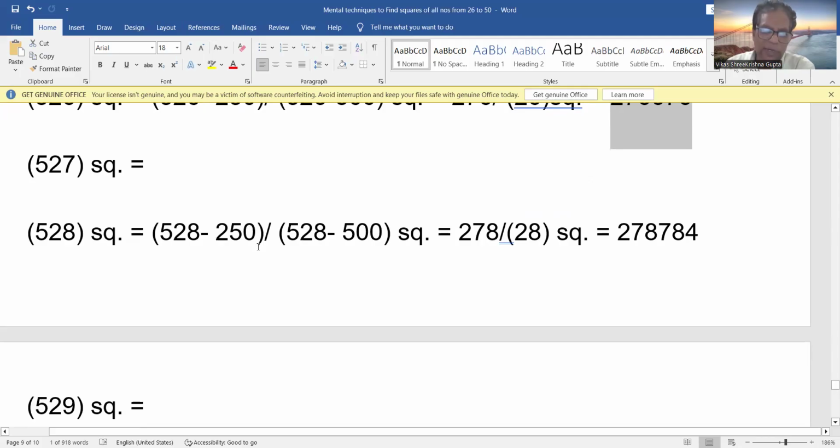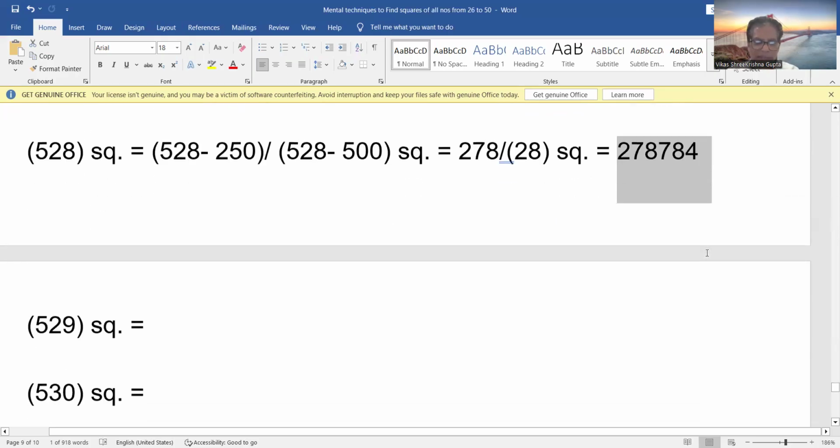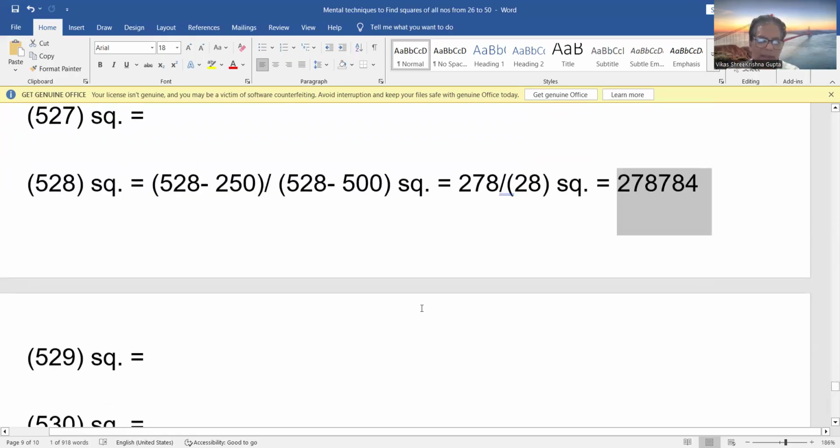And then 528 minus 100 is equal to 28 square. Now, what is 28 square? 28 square is equal to, it is three steps ahead of 25. So it will be three steps back, means 22. 22 square is 484 plus 300, that is 784. So my answer is 278784. In this way, you can find all the squares up to 530.